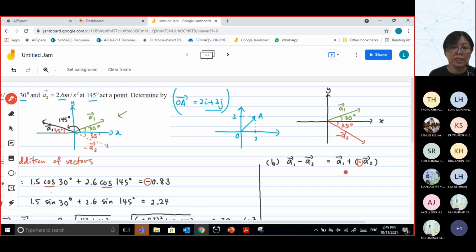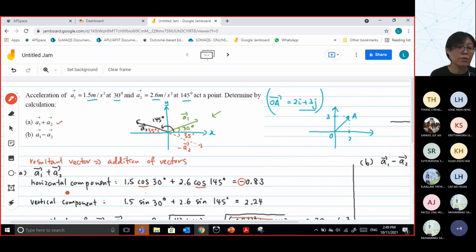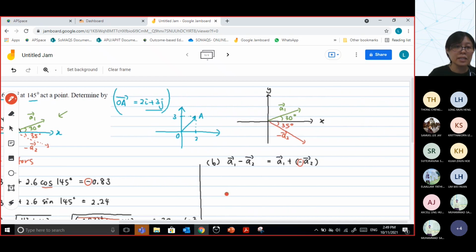Now you need to find the resultant vector for these two, because it is the same as A plus negative A2. So how are you going to get your answer? As I say, I suggest you use the horizontal and vertical components, right? Let's calculate the horizontal component.